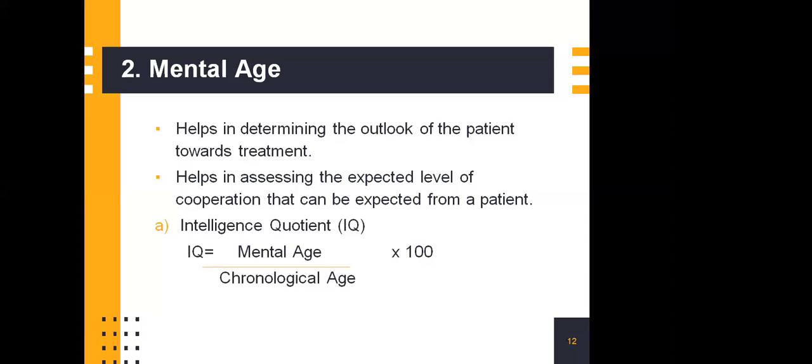Now, next is the mental age. It helps in determining the outlook of the patient towards the treatment, and it also helps in assessing the expected level of cooperation that we can expect from a patient. And mental age is usually calculated with the help of the intelligence quotient, and there are various performance tests to measure the IQ. The IQ obtained can then be classified by Stanford Binet test or the Wessler scale.